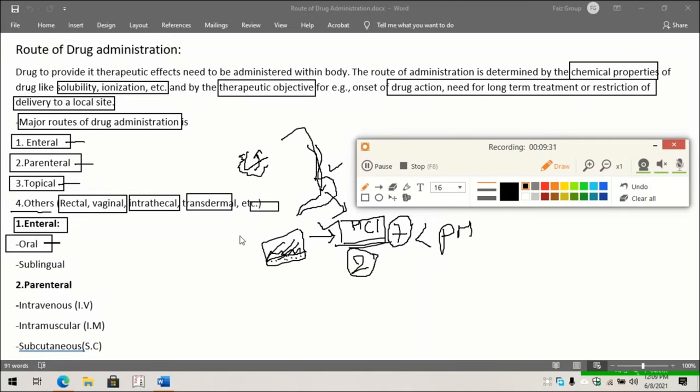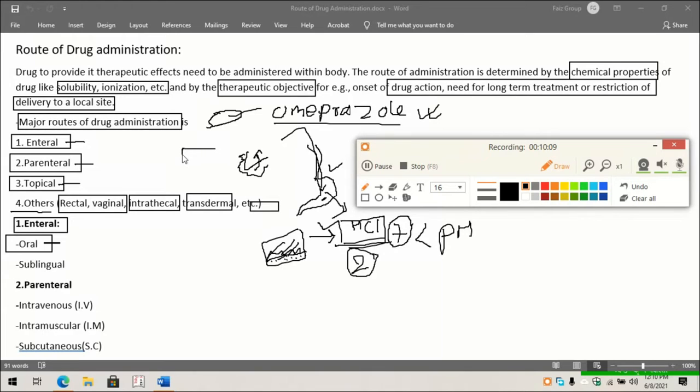For example, we need to take a drug for gastritis, which is a PPI known as omeprazole. That is omeprazole. It is a proton pump inhibitor. When we take this drug, when omeprazole reaches the stomach, it gets deactivated.